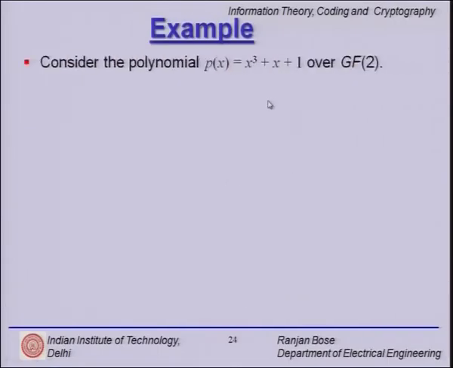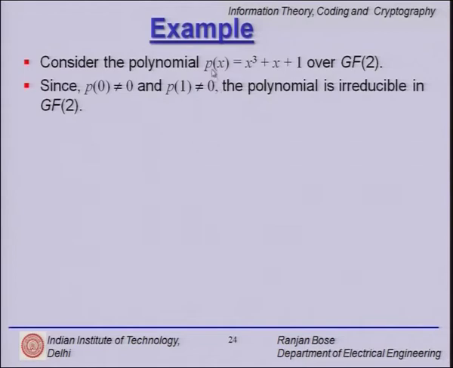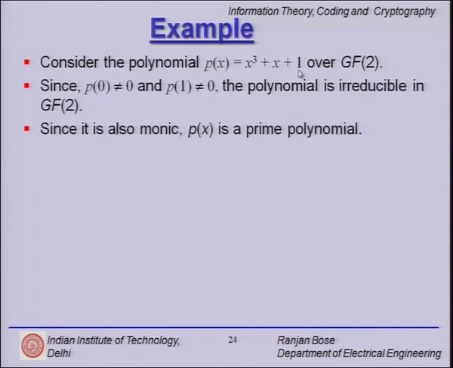So, let us look at an example which helps us understand the theorem slightly better. Let us consider this polynomial p of x, which is x cubed plus x plus 1 over GF(2). Now, this is a prime polynomial, but we would rather verify whether it is prime or not. It is very easy. Let us see whether there are any linear factors. Just substitute 0 and 1 because they are the two elements. If you substitute p of 0, you get a non-zero answer, same with p of 1, a non-zero answer. So, there are no linear factors of the type x or x minus 1, and this is monic, and therefore, p of x is a prime polynomial.